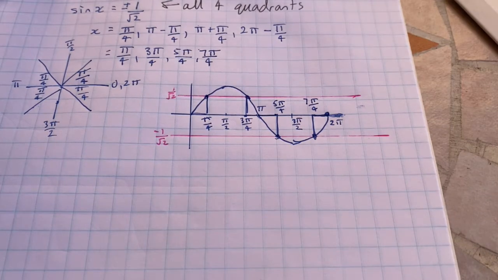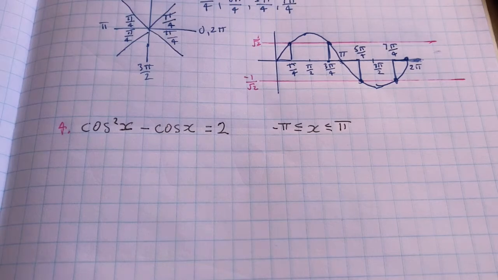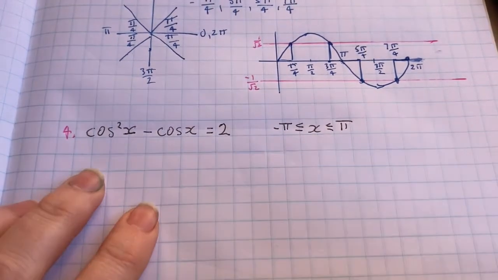So when it is sine squared, you will get twice as many solutions because you'll get one in every single quadrant. Okay, in example 4, we've actually got a quadratic equation.